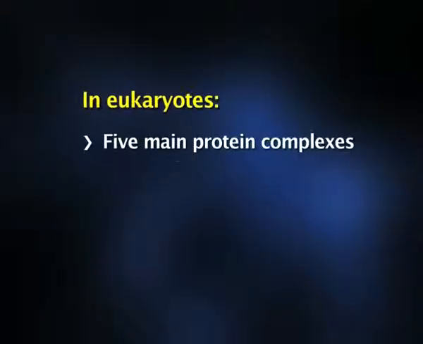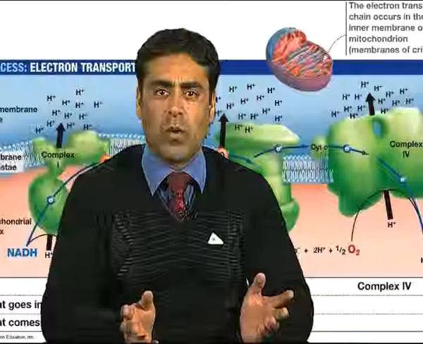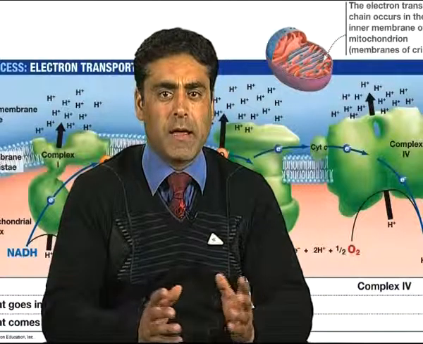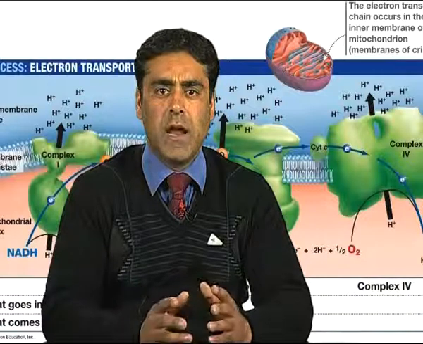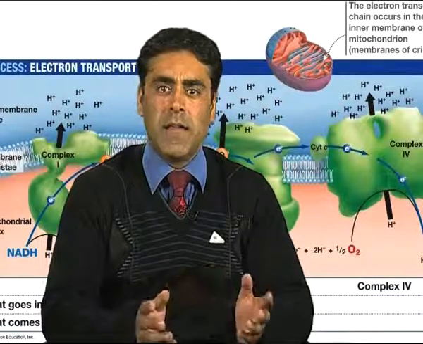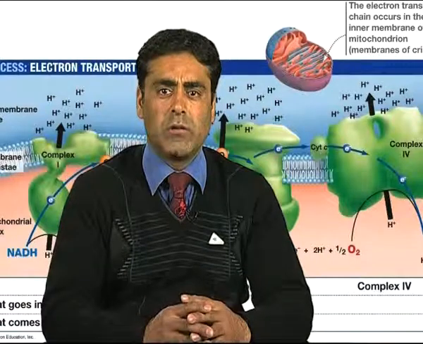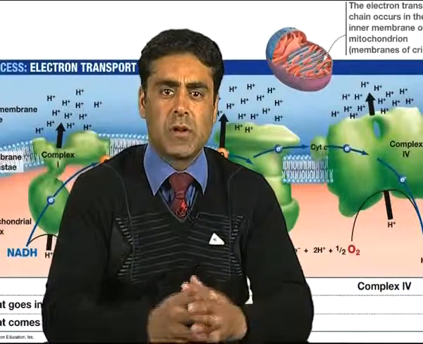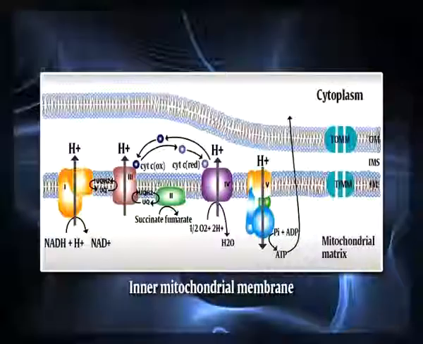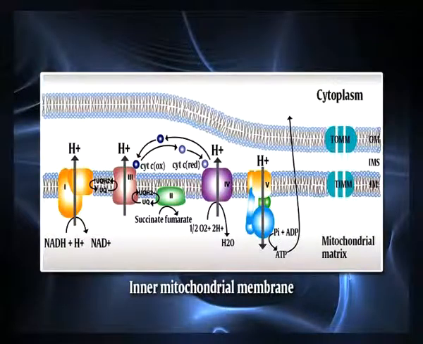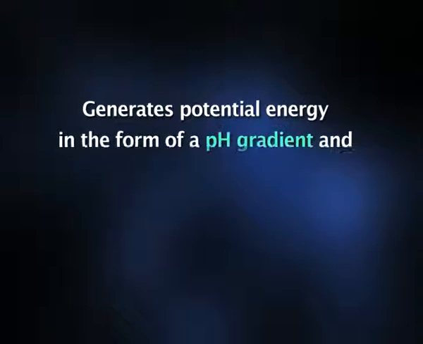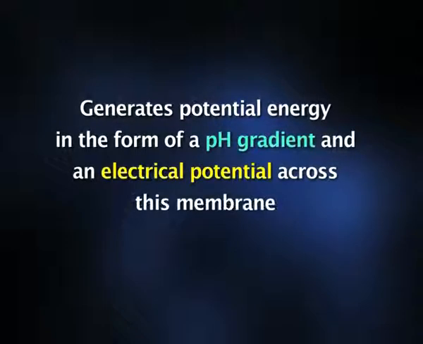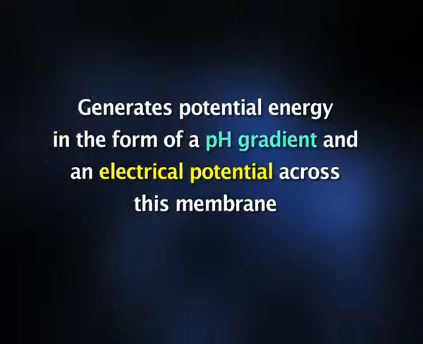In eukaryotes, 5 main protein complexes are involved, whereas in prokaryotes, many different enzymes are present using a variety of electron donors and acceptors. The energy released by electrons flowing through this electron transport chain is used to transport protons across the inner mitochondrial membrane in a process called chemoosmosis. This generates potential energy in the form of a pH gradient and an electrical potential across this membrane.